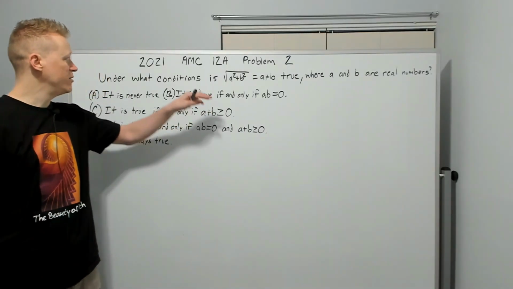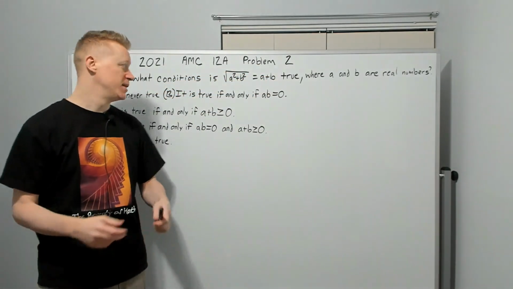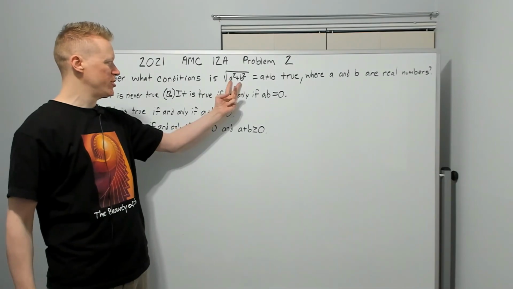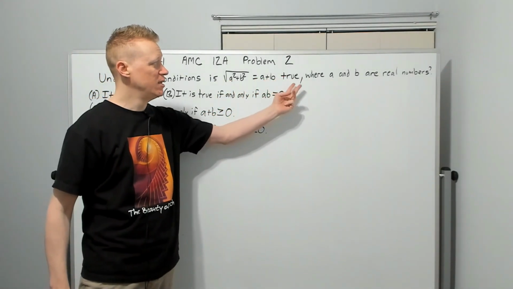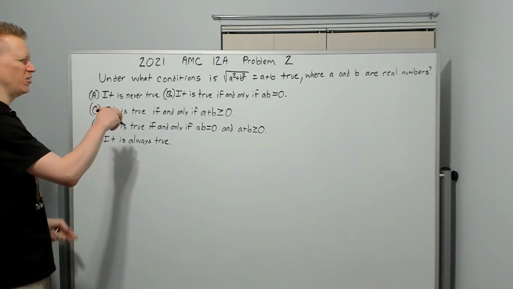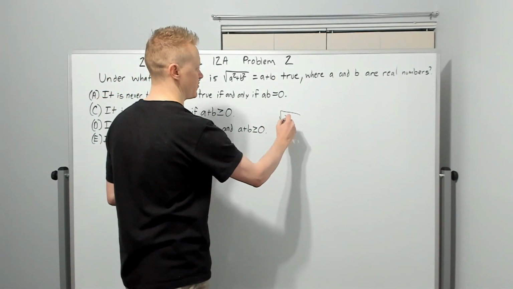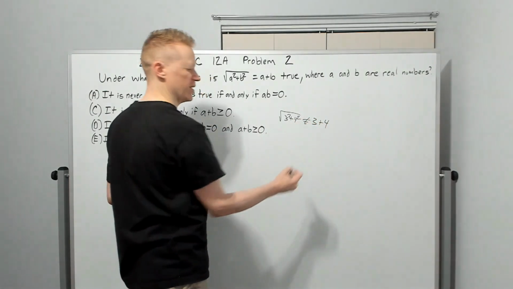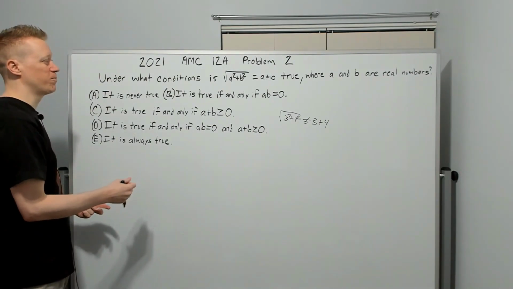All right, continuing on to the AMC 12A from 2021, problem number 2. Under what conditions is the square root of a squared plus b squared equal to a plus b true, where a and b are real numbers? Usually you're taught that the square root of 3 squared plus 4 squared does not equal 3 plus 4, right? But are there any times it could be true? Well, that's the goal. Let's just see what they say.